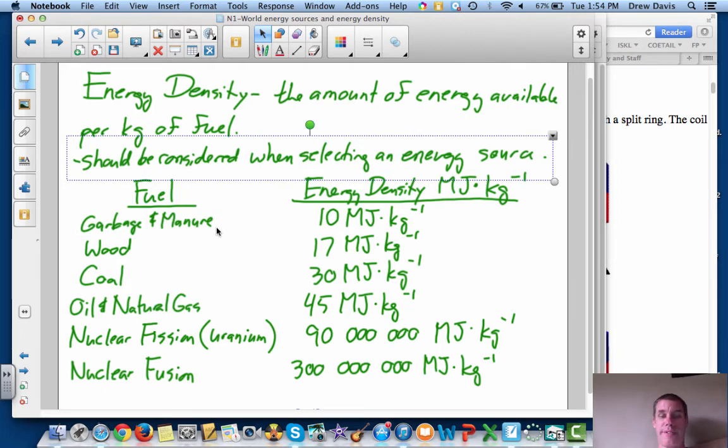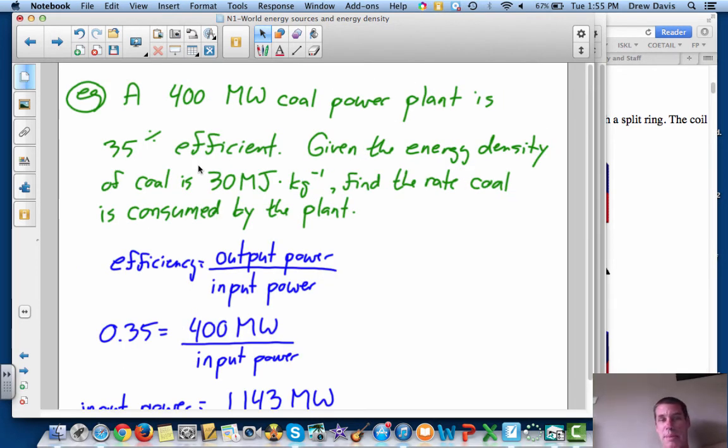Nuclear fission, you see, goes up to 90 million megajoules per kilogram, and we'll talk about nuclear fission. That's the uranium nuclear reactors. You get a lot of energy per kilogram of fuel, but there are other risks involved with nuclear fission, and we'll talk about that. And then nuclear fusion at 300 million is a remarkable fuel source. Unfortunately, right now it takes more energy to make nuclear fusion happen than what we can collect from it, so we aren't able to use it at a commercial or industrial level yet, and we'll talk about that as well. Here's a sample problem.